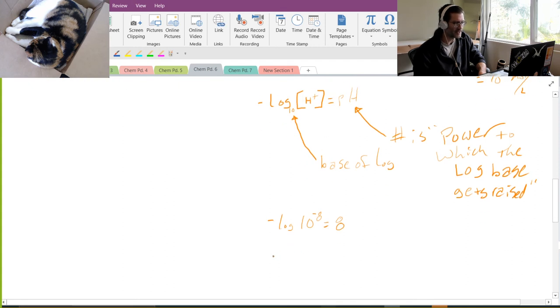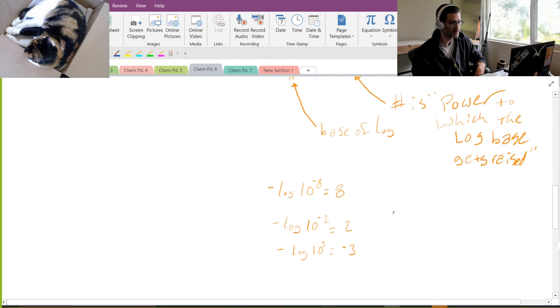The negative log of 10 to the minus 2 equals 2. The negative log of 10 to the 3 equals negative 3.